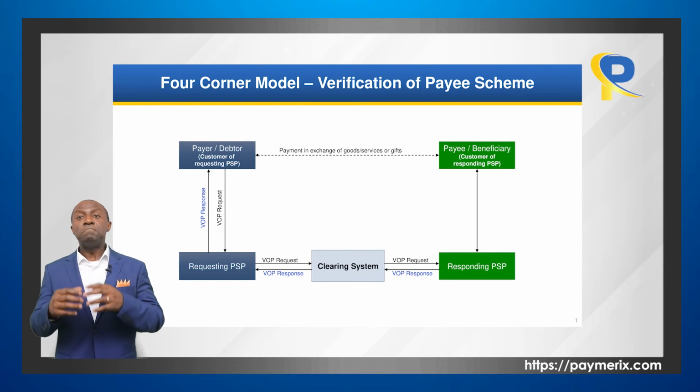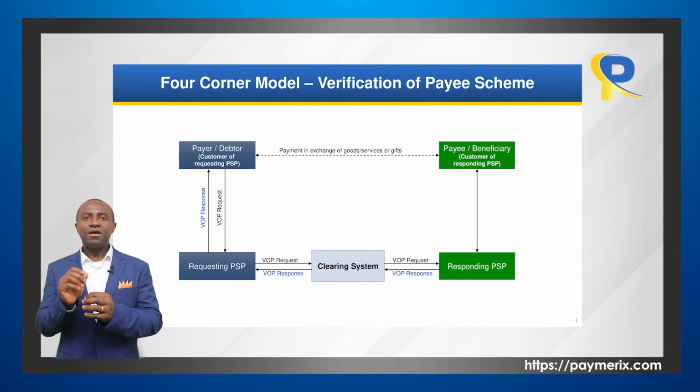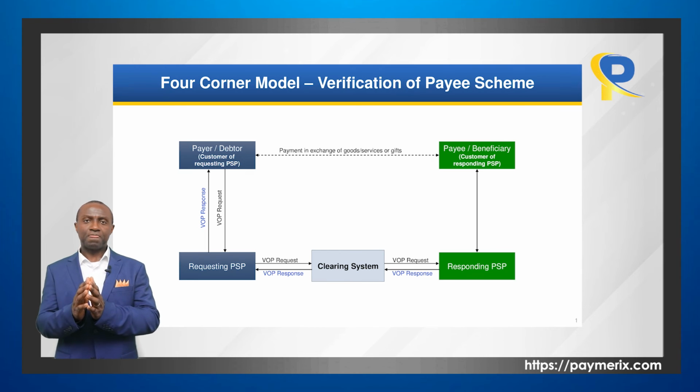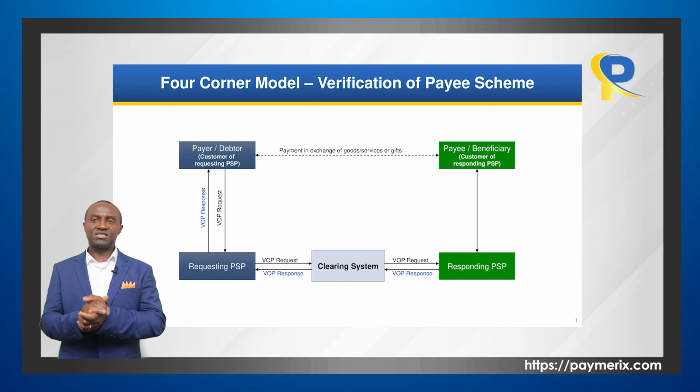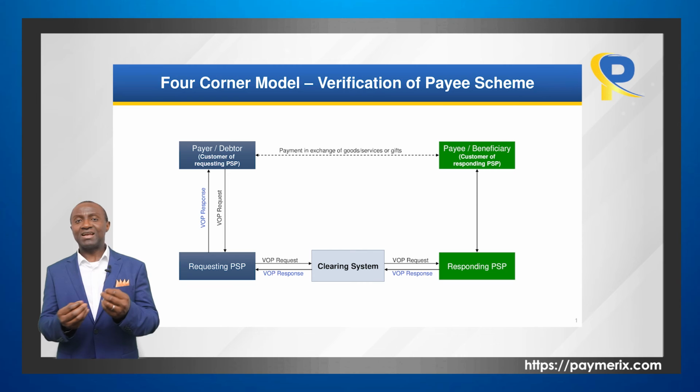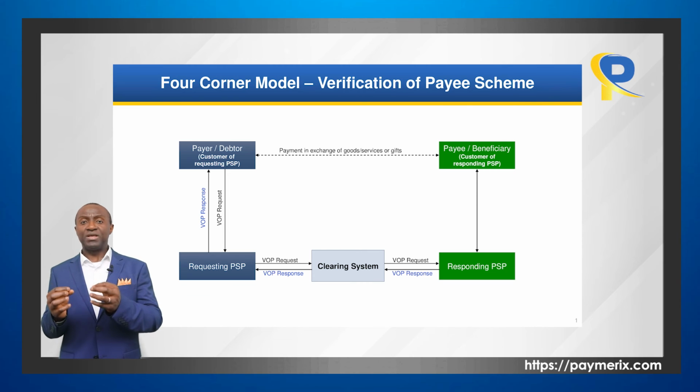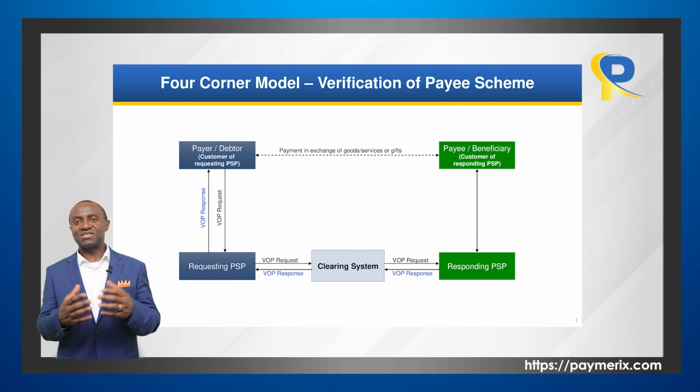We can use a marvelous tool called the 4-corner model to easily analyze the interactions between the involved 4 corners. You see the VOP request messages and how they will flow, as well as the VOP response messages. The debtor sends a VOP request to its PSP, which forwards it to the beneficiary PSP through the clearing system. But it is very likely that a debtor PSP may send a VOP request message on its own initiative to prevent fraud. In the middle, we have the clearing and settlement system.